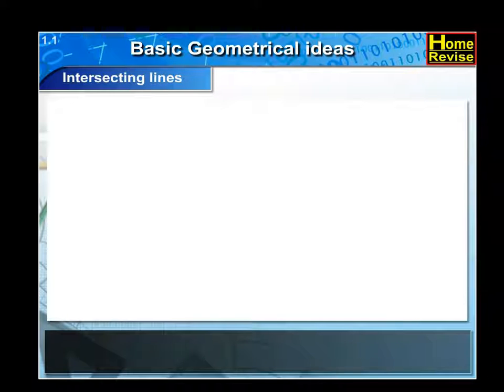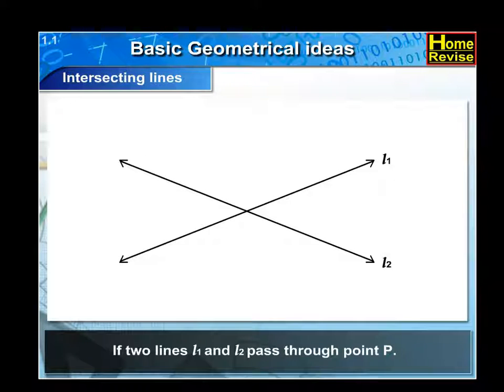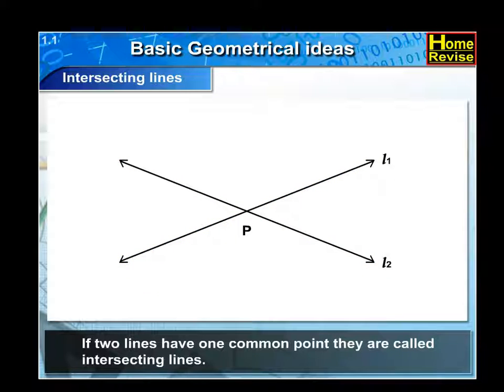Intersecting lines. If two lines L1 and L2 pass through the point P, we say that L1 and L2 intersect at P. If two lines have one common point, then they are called intersecting lines.